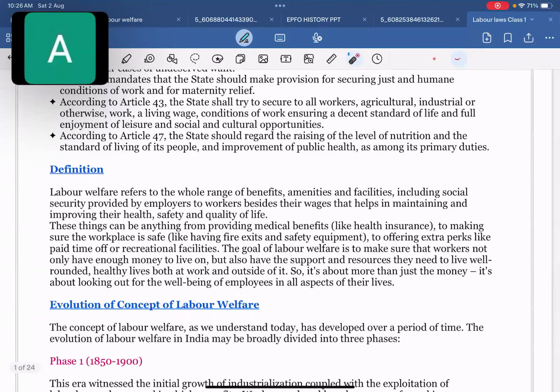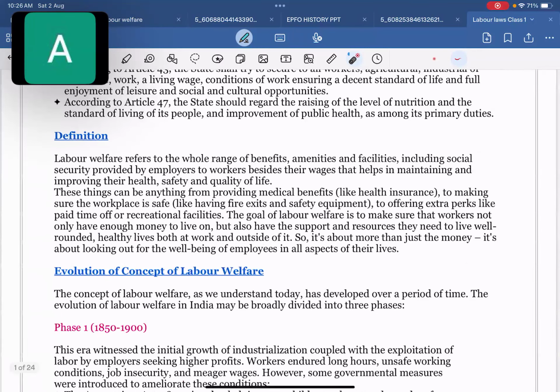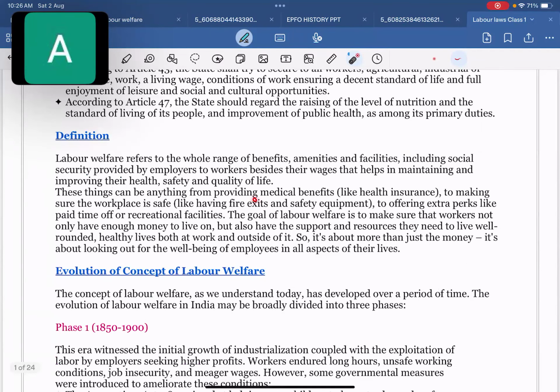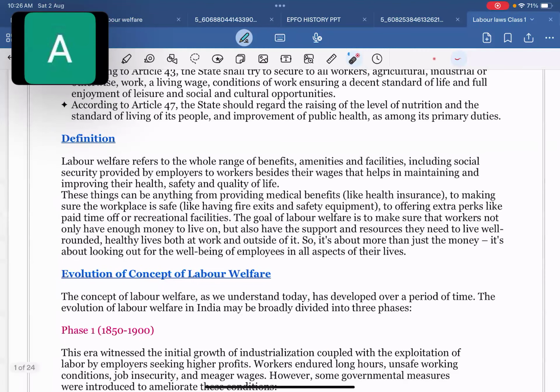Okay. So these things can be anything from providing medical benefits. In labor welfare, what are the things which we are providing? The first is medical benefits, like health insurance, to making sure the workplace is safe, like having fire exits and safety equipment, to offering extra perks like paid time off or recreational facilities.